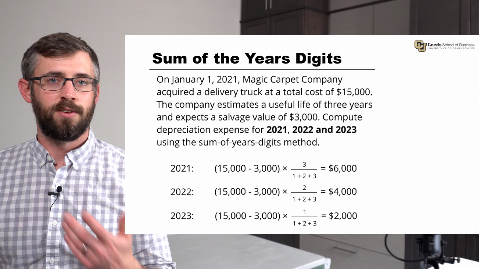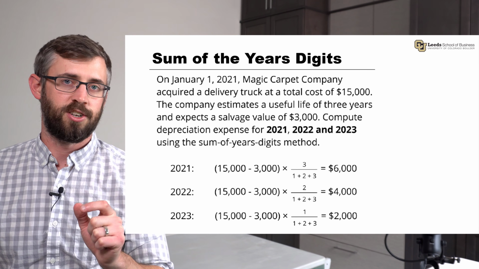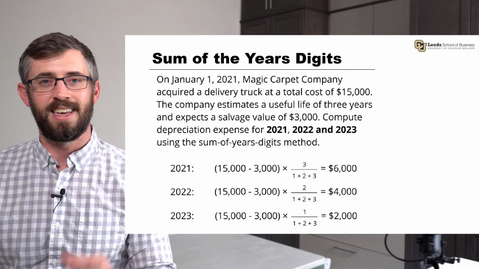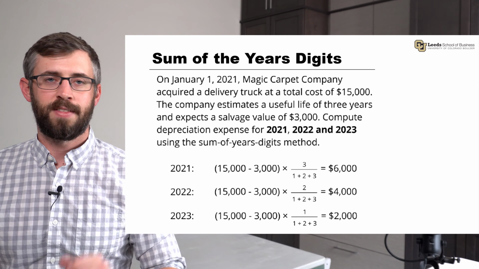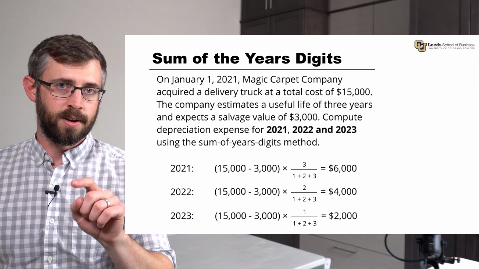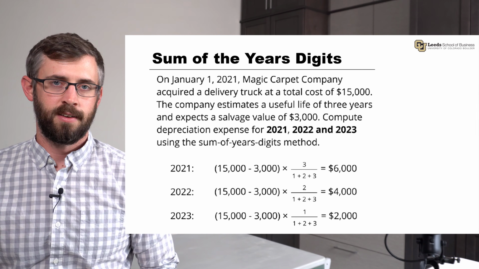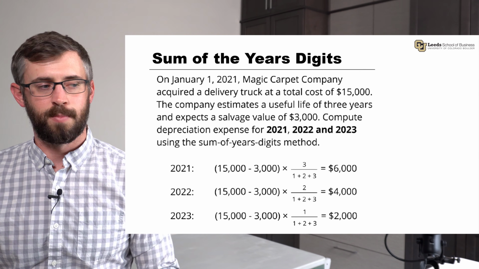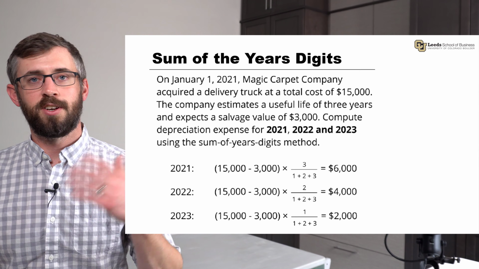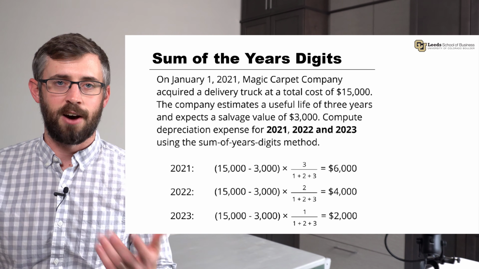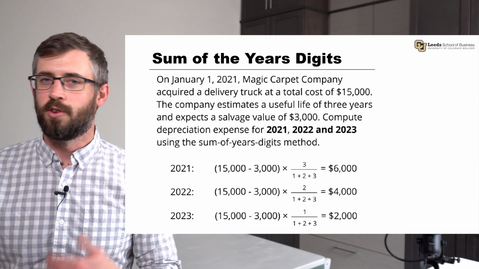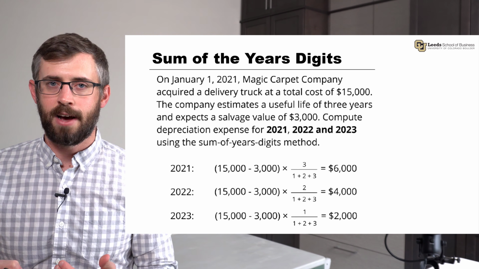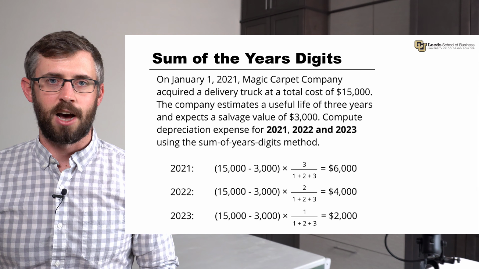In the 3rd year, we do the same thing. The only thing in our equation for depreciation expense that changes is the numerator. We've got 1 year left, so we take our $12,000 and multiply it by 1 over 1 plus 2 plus 3 to give us a final depreciation expense of $2,000. Once you subtract those out, we'll be at a salvage value at the end of its life of the $3,000 that we estimated. So this method automatically takes into account the expected salvage value.